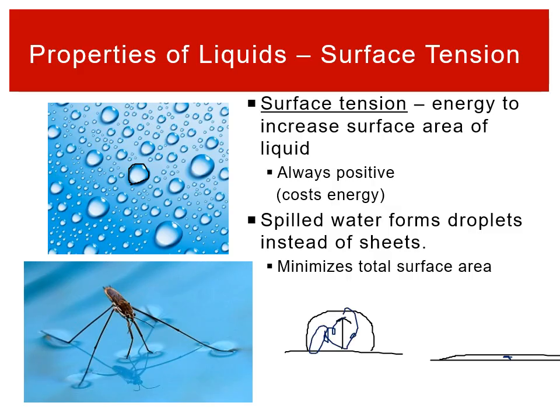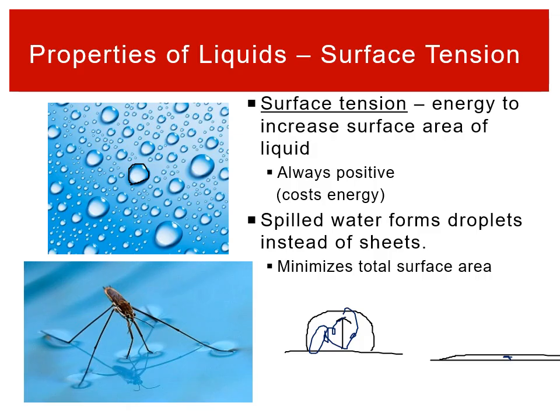So the fact that liquids form droplets or bead up on surfaces is because of surface area. And this is always true for all liquids. They all have surface tension, this resistance to it, but some have more surface tension than others. So water is relatively high, and that's why it forms those big beads.